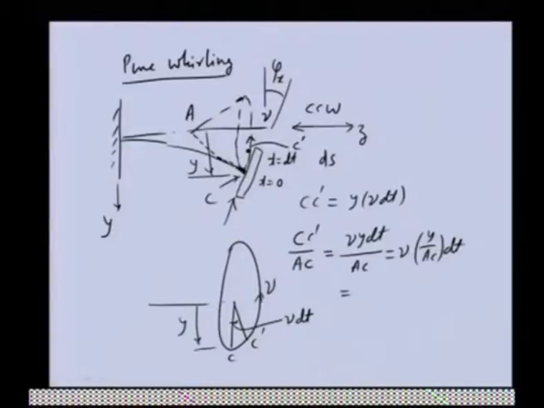So, we have this particular angle, which is basically the tilt of the disc, as phi x. So, y by AC is phi x. So, nu phi x dt. So, this ratio becomes nu phi x and dt.